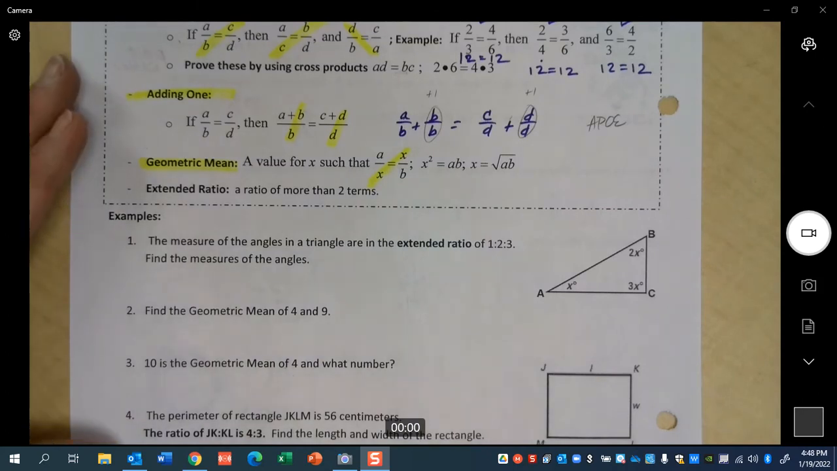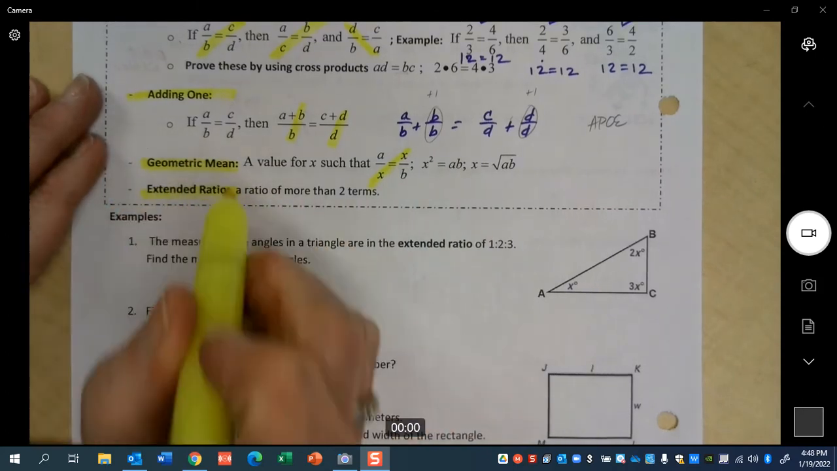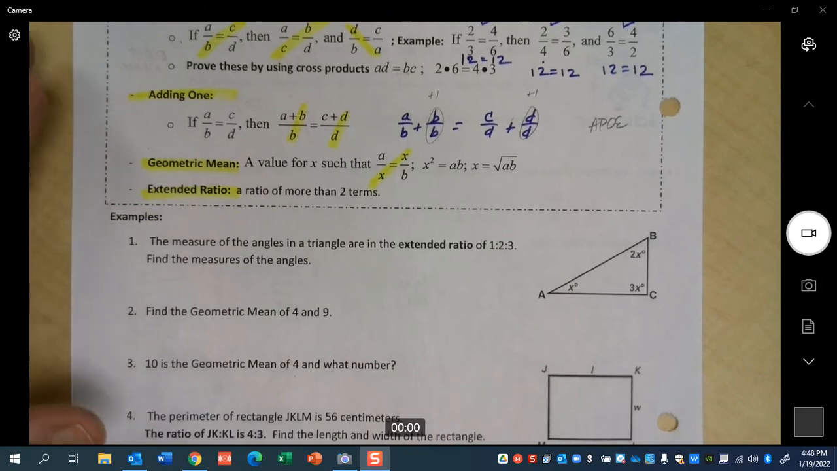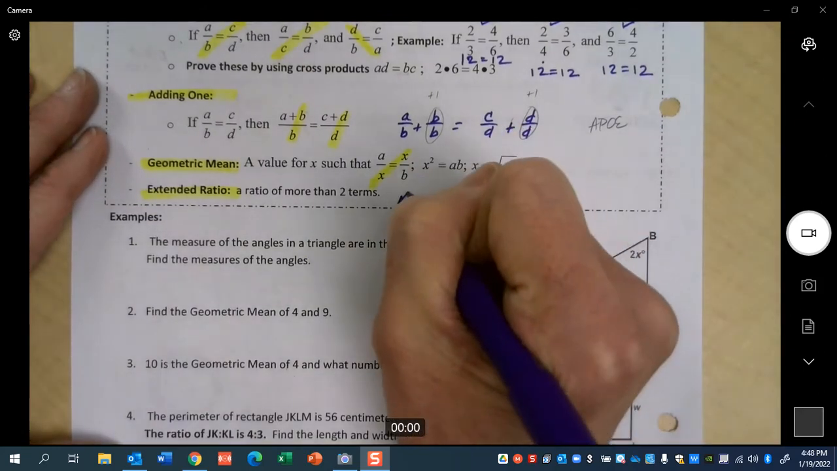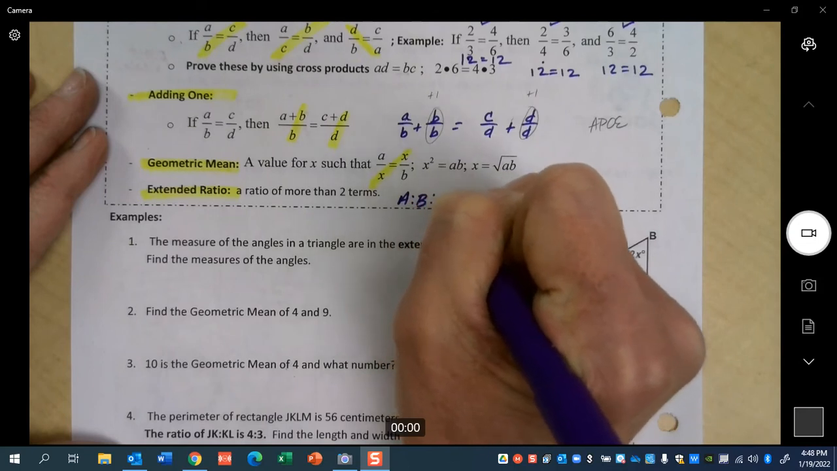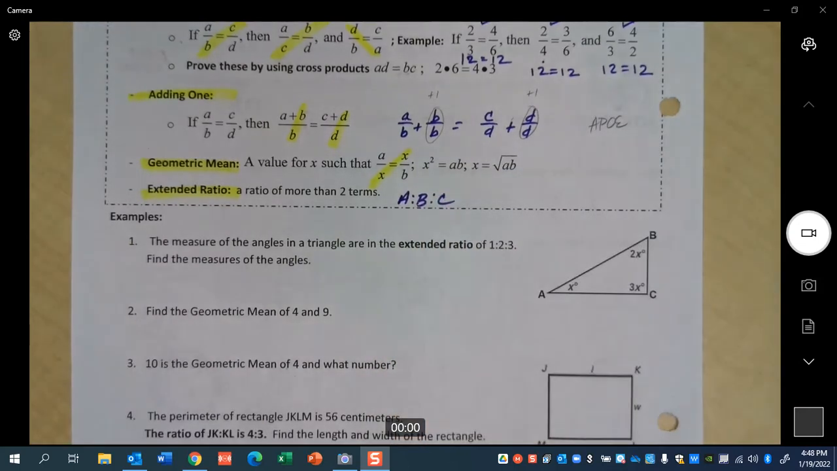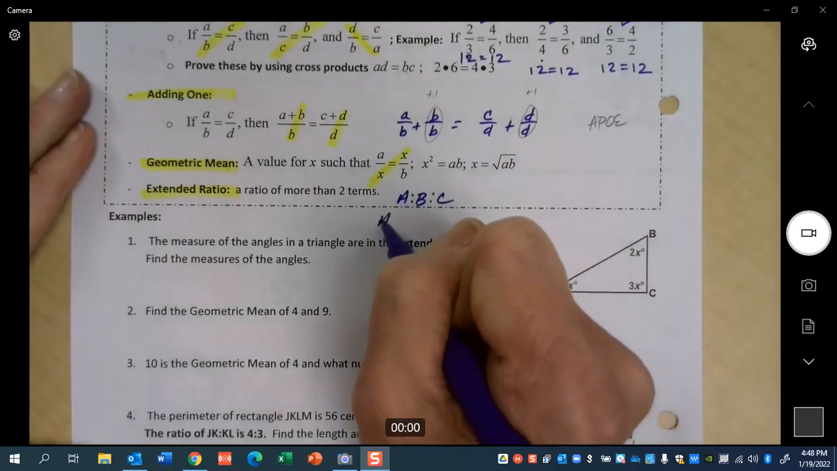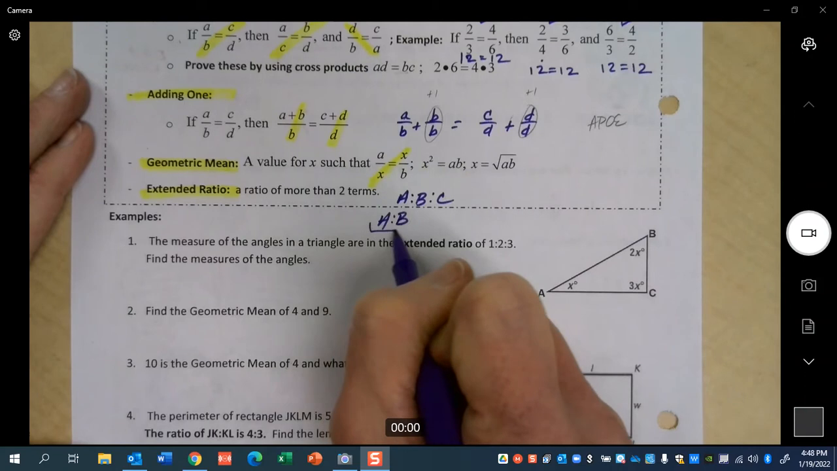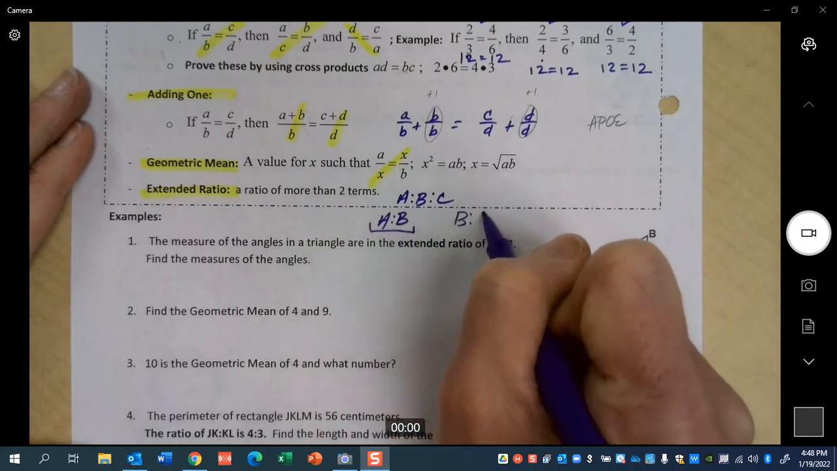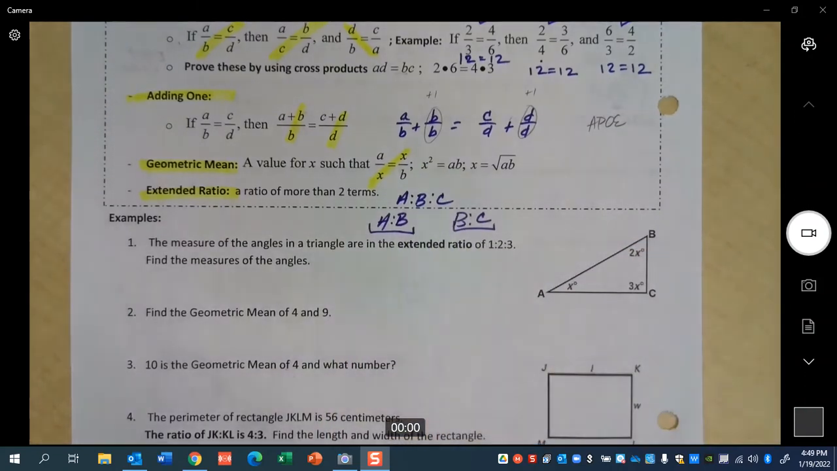All right, so in this chapter, or in this unit, we're also going to be talking about what we call extended ratios, where you're going to be talking about A to B to C. So an extended ratio is when you have more than two things being compared. And basically what that means is that A has a relationship with B, B has a relationship with C, but I'm allowed to write them together so that you can understand those two separate relationships.